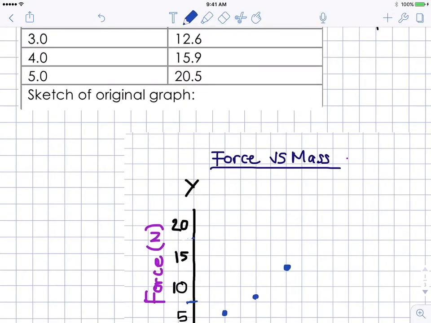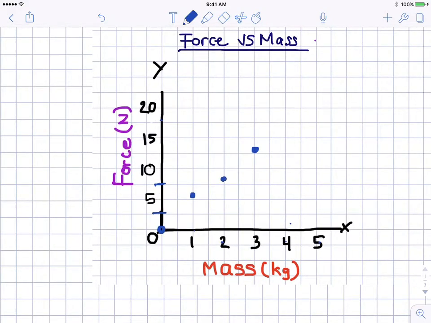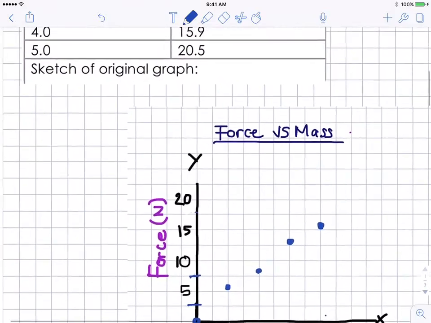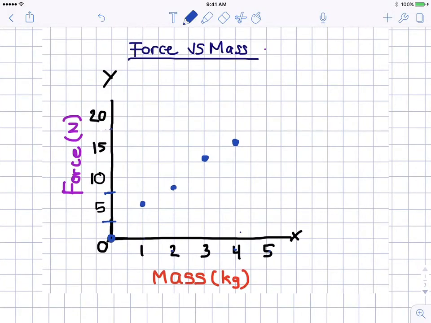And then we have 4 and 15.9. So 4 on our x and then 15.9. So again, just barely on the line. And then we have 5 and 20.5. So here we go on 5 and then 20.5. Just trying to follow these lines up.